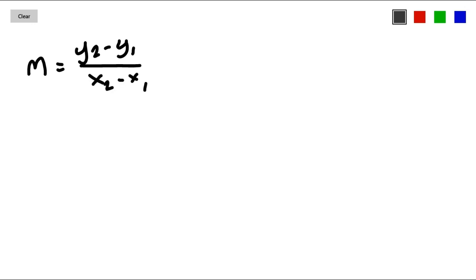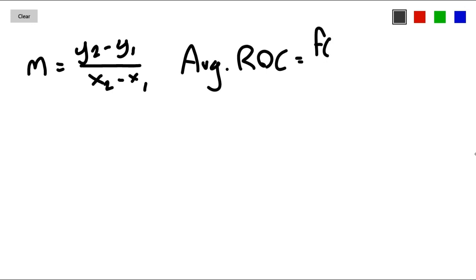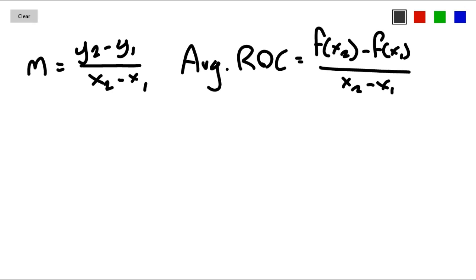But in the more general sense, average rate of change, it's the same kind of idea, but instead of y2, y1, we're going to do f of x2 minus f of x1 over x2 minus x1, which is almost the exact same thing.